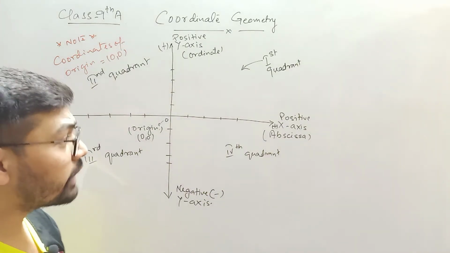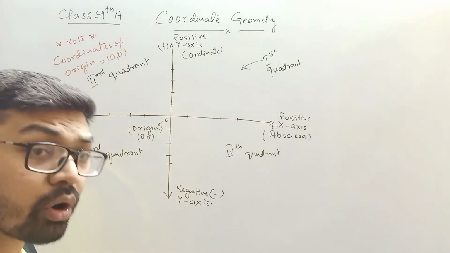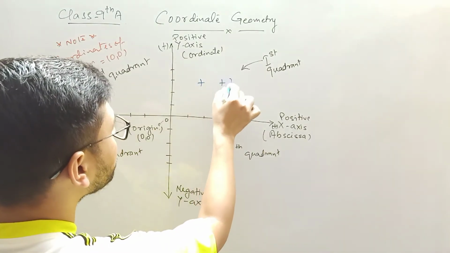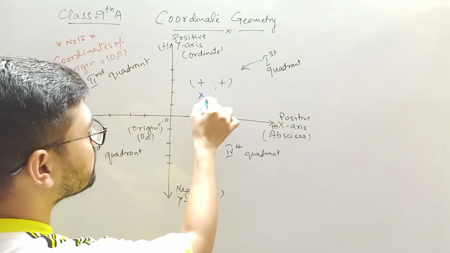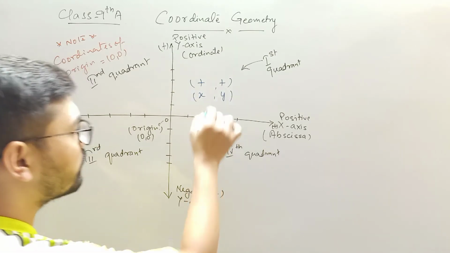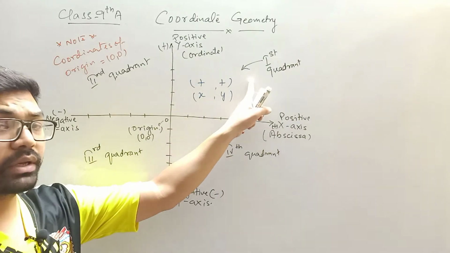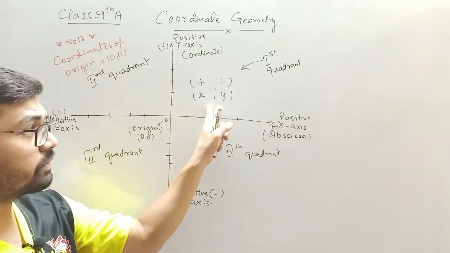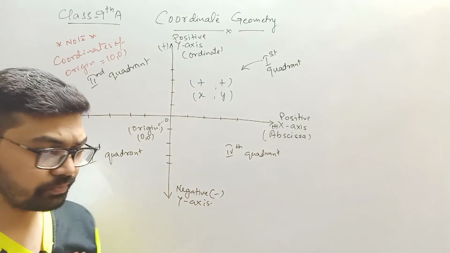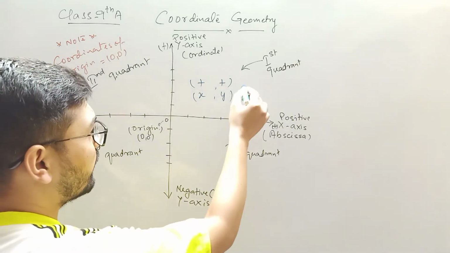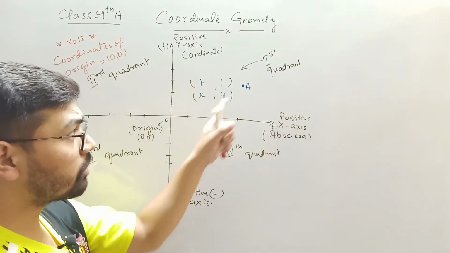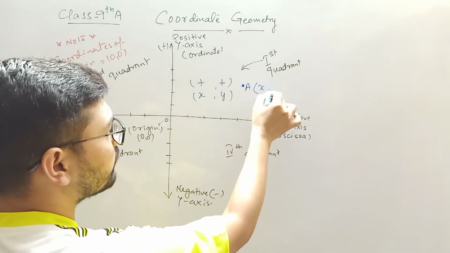Now the values of x and y in the first quadrant will always be positive, right? First positive is for x, second positive is for y. So on the first quadrant, the value of x will always be positive and the value of y will always be positive, right? Let's say I have one point here, this point, let's say A. So the coordinates of A will be positive x, positive y.